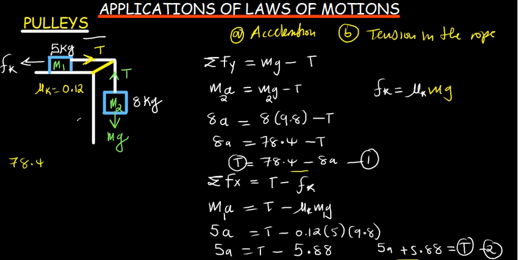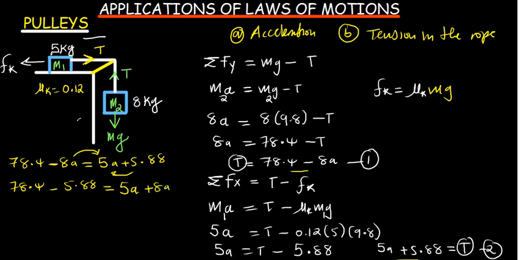78.4 minus 8a. So that is minus 8a. That is going to be equal to what? The other part, which is 5a plus 5.88. So at this point we just take like terms to the same side. So I'm going to take this negative 8a this side. I'm going to take this 5.88 this side. So that will be 78.4 minus 5.88, and that is going to be equal to 5a. The 8 becomes positive 8a.